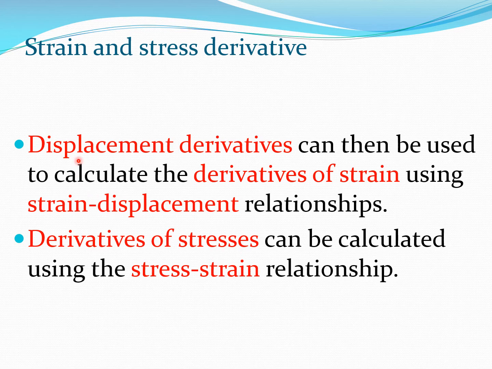So if you have calculated the displacement derivatives, you can use these to calculate derivatives of strain using strain-displacement relations. There are certain mathematical relations linking strain and displacement, and these can be used to calculate the derivative of strain. Similarly, the derivative of stresses can then be calculated using the stress-strain relations. Again, these are all matrix-vector relations, and therefore once you have calculated the displacement derivative, you can calculate the derivatives of strains and stresses, and therefore the derivatives of the failure criteria and so on.